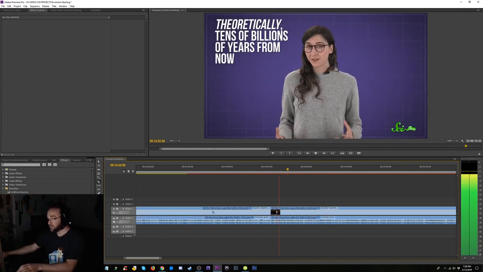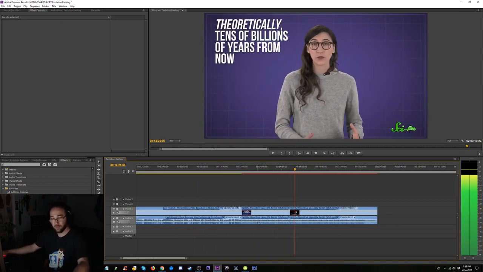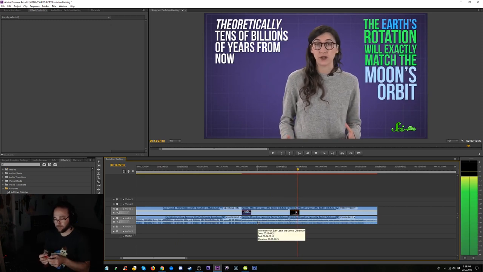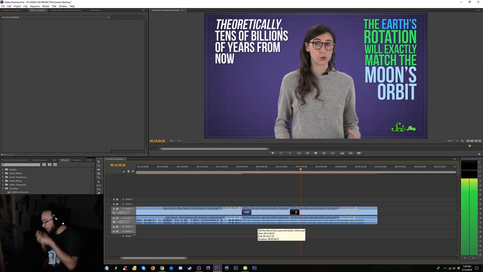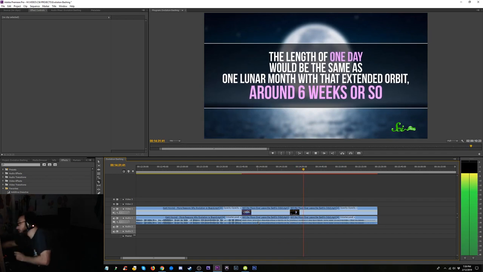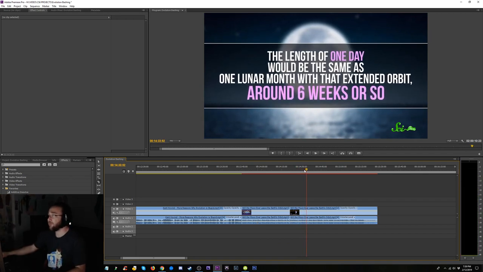Theoretically, tens of billions of years from now, this tug of war between the Earth and Moon would cause the Earth's rotation to slow to exactly match the Moon's orbit. The length of one day would be the same as one lunar month with that extended orbit.